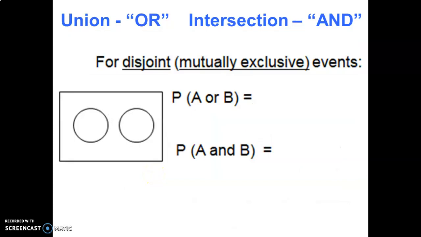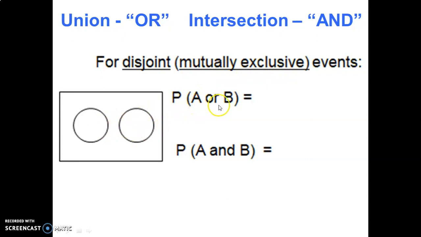Okay, next, let's summarize these important formulas. You should write these down for sure. For disjoint, which are also known as mutually exclusive events, which look like this. There's some things that happen here, some things that happen here, but there's no overlap. Those are called mutually exclusive. They don't share anything in common.